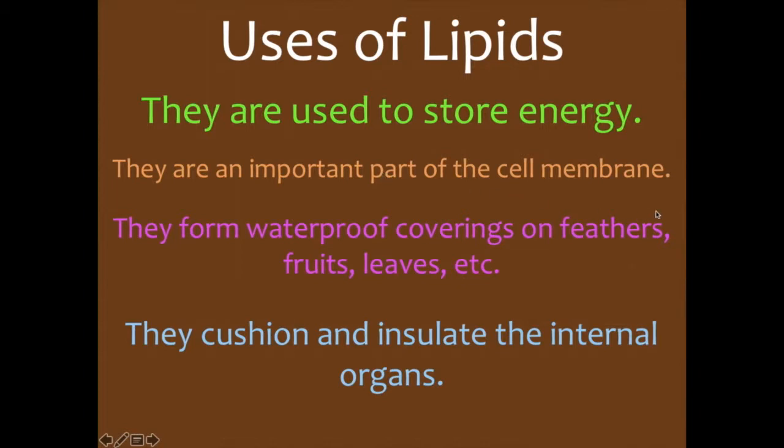So as you learned in middle school, cell membranes are made out of lipids. They form waterproof coverings on feathers, fruits, leaves. If you've ever felt fruit that hasn't been washed very well, or you pick fruit off the tree and you felt that waxy feeling on the top, that's a lipid causing that feeling, that waxy feeling on fruits and leaves. And the reason ducks can come out of the water looking completely dry is caused by having lipids on the outside of their feathers.